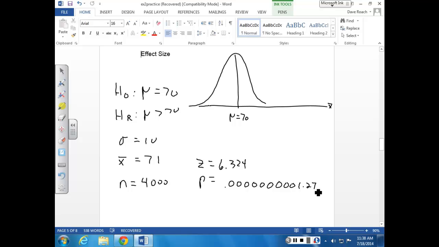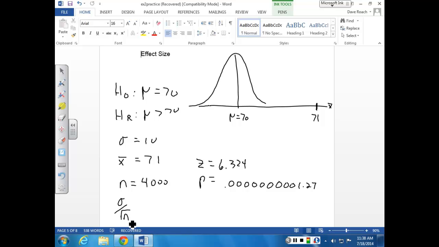Which you'll admit is a very low probability. In other words, the 71 is way up here. The reason for that is that when you computed standard error, your standard error is sigma divided by the square root of n. Well, when that n gets really large, no matter what the standard deviation is, the standard error is going to get very small. The sampling distribution is going to be very narrow.